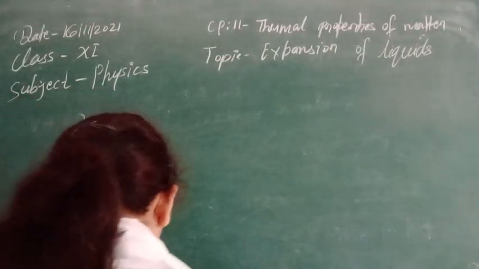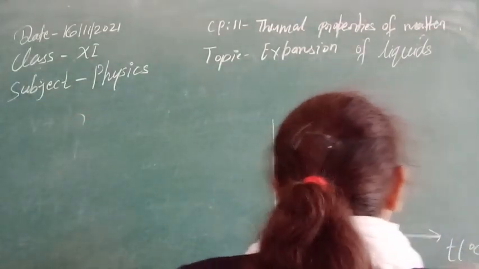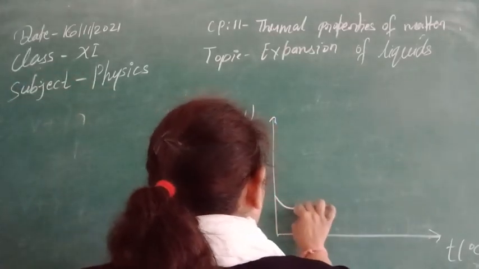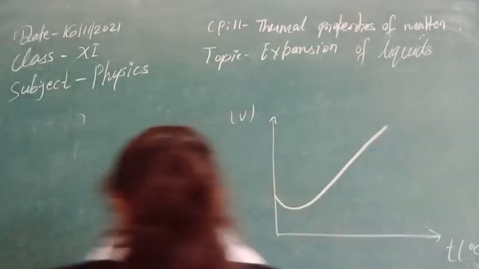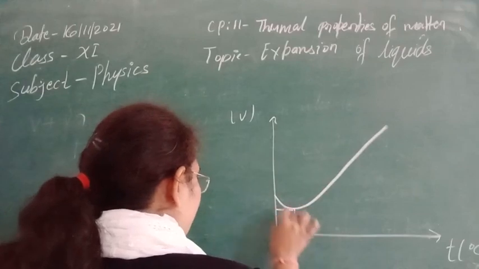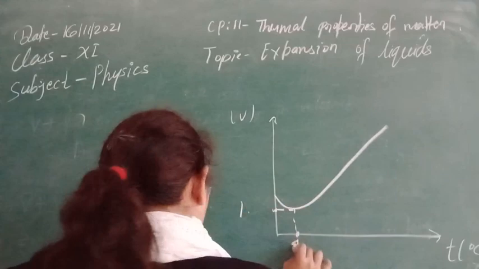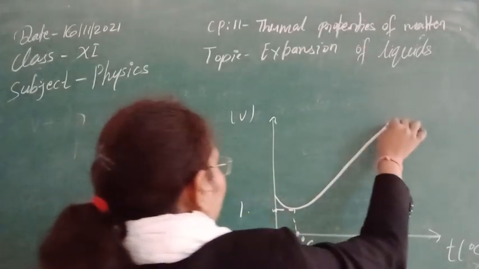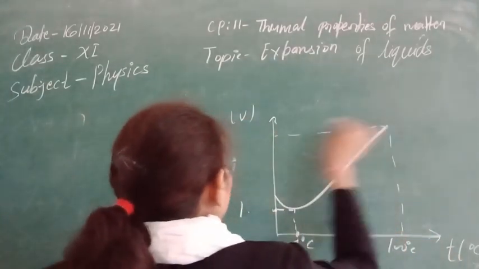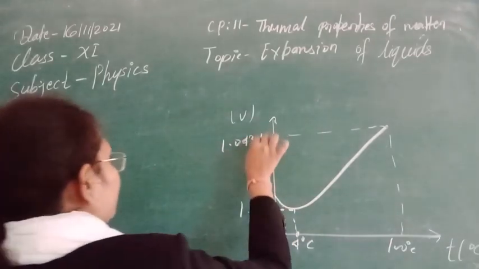On this axis we have taken the temperature, and on this the volume, and if we see the graph, it is obtained in such a way. In this graph we can see the volume starts to decrease, and it decreases up to the value 1 at 4 degrees Celsius, and this is, suppose, 100 degrees Celsius, and at this 100 degrees Celsius the volume is about 1.8.